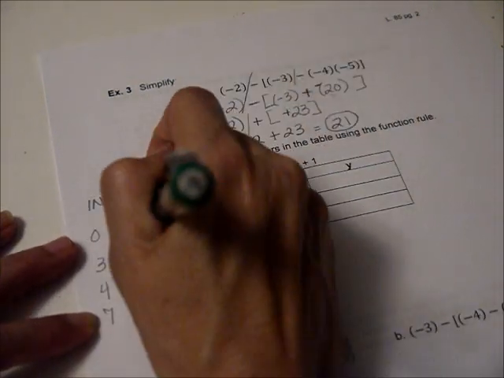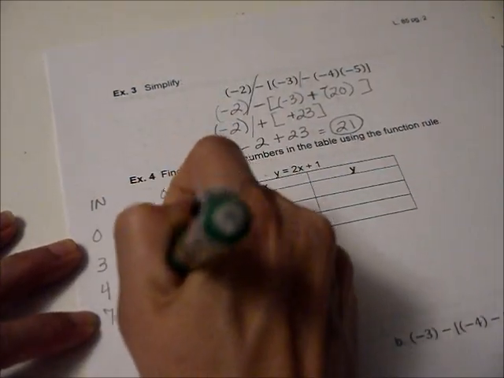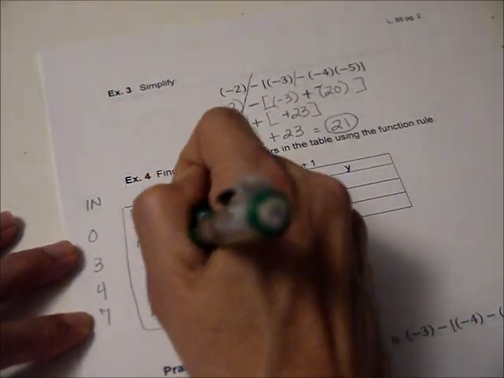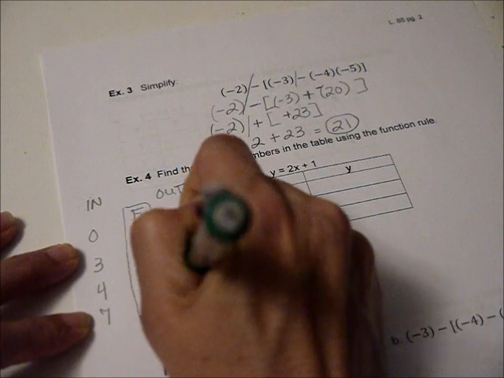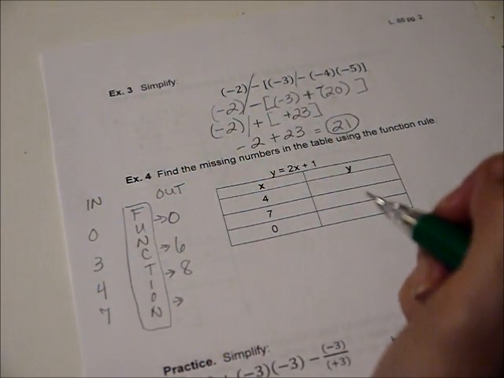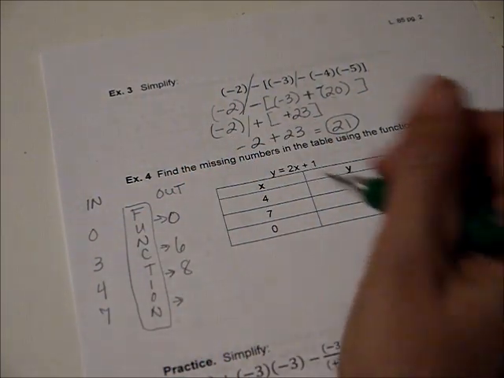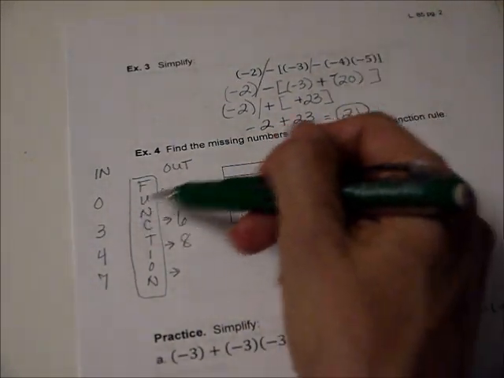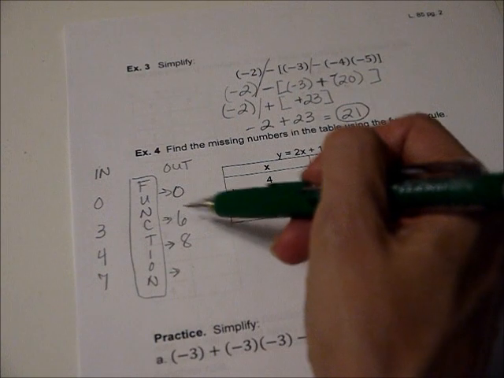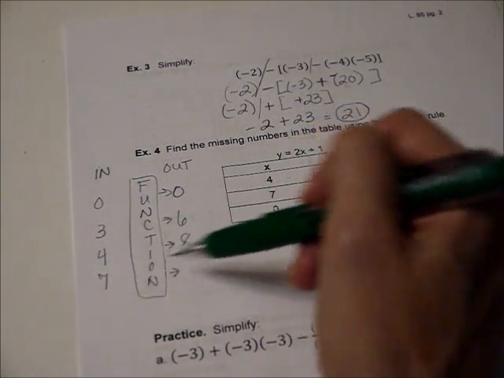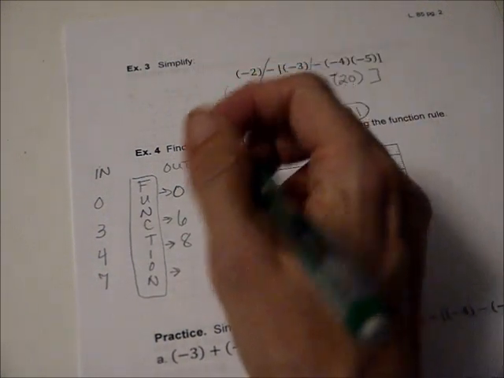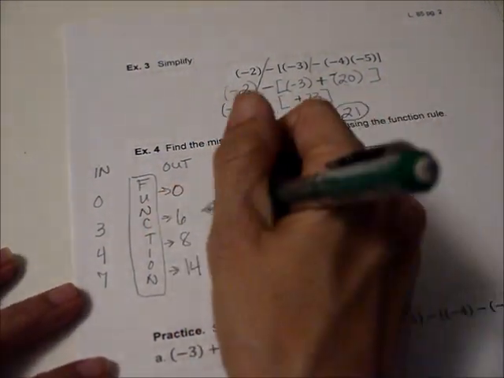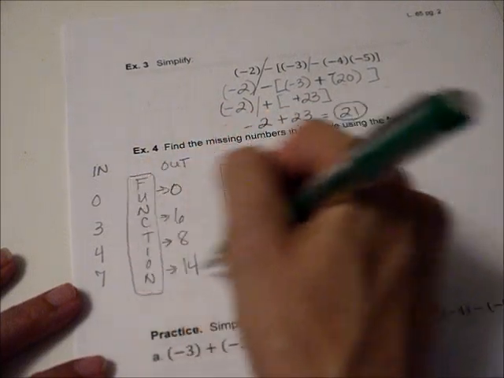Okay, and outcomes are 0, 6, 8. Okay, what would the last output be? 0 becomes a 0, 3 becomes a 6, 4 becomes an 8, 7 becomes yes, it's 14 if you saw the pattern. Each of these gets doubled, okay?